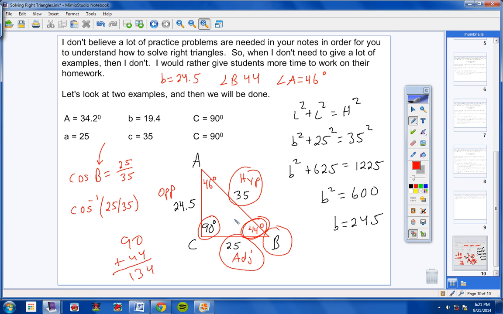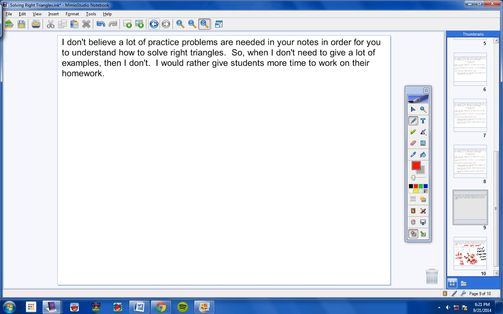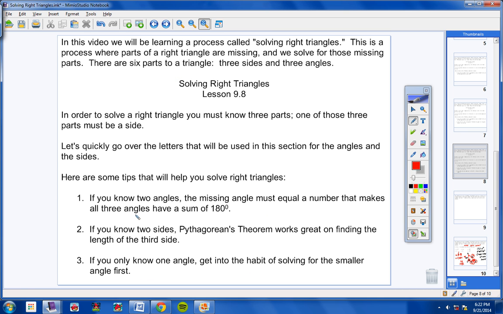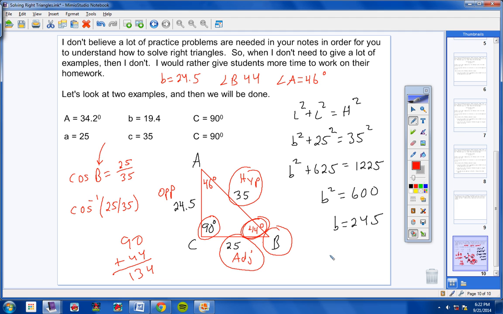Okay, so solving right triangles, and real quick again, let's look at some steps here, or some tips. If you know two angles, find the third angle quickly by seeing what you would need for the three angles to have a sum of 180. If you know two sides and you're dealing with the right triangle, use Pythagorean Theorem. And then three, if you only know one angle, get into the habit of solving for the smaller angle first. Okay, that's really, really, really important. Okay, guys?